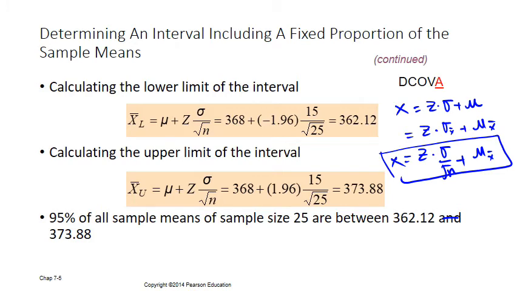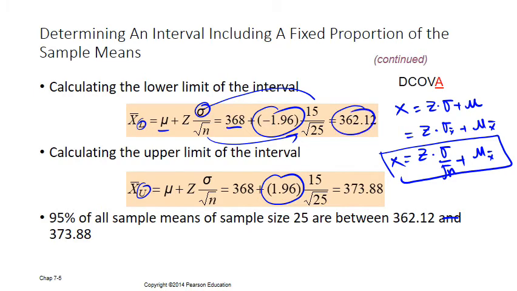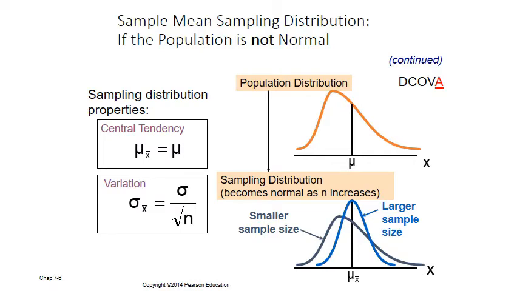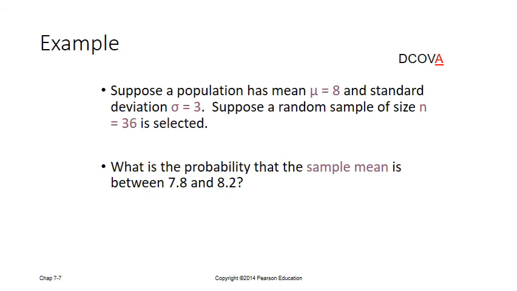We just figured out from the table that z is 1.96 for the upper value and z is negative 1.96 for the lower value of x bar. So we can replace the values. Mu was given as 368, z is minus 1.96, sigma was given as 15, n was given as 25. So you can get x bar lower 362 and x bar upper 373. Once again, we know mu x bar equals mu and sigma x bar is equal to sigma over square root of n. Now we solve one more example.